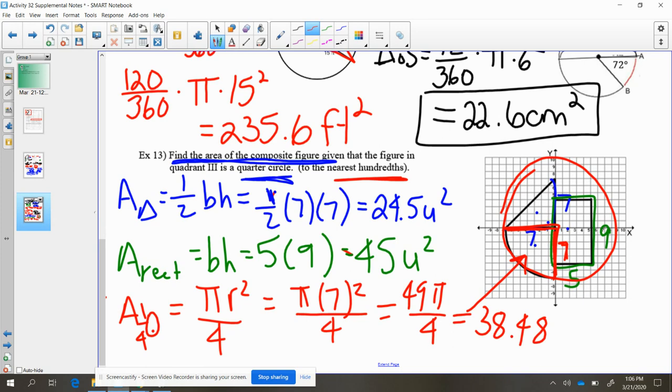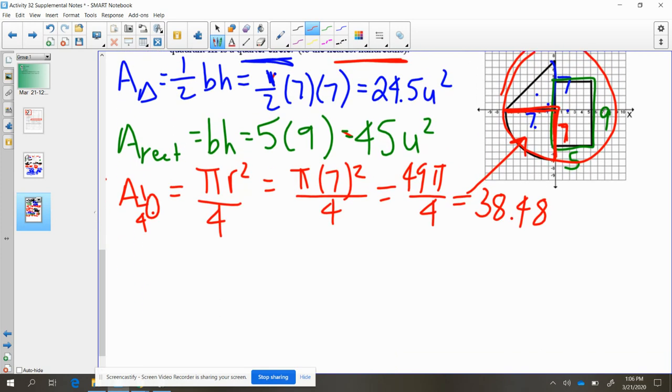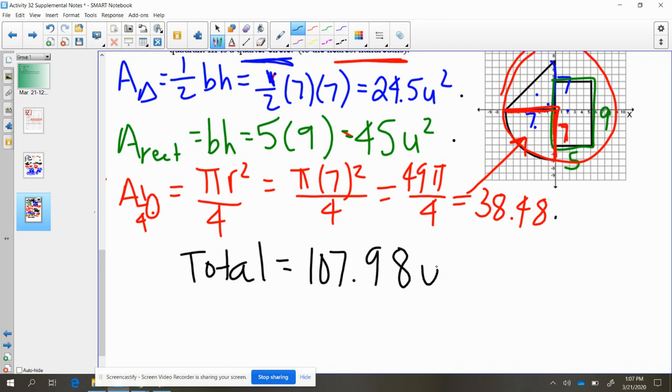So last but not least, on this, we want the total area of this composite figure. So your total area is going to involve you then adding up all three pieces of this. The area of the triangle, the rectangle, and that quarter circle for a total area of 107.98 square units.